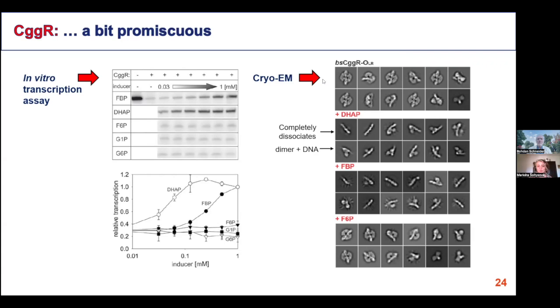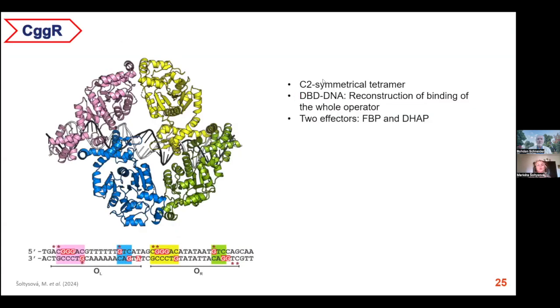This is in contrast to the protein-DNA complex alone, or in the presence of a ligand that didn't induce the transcription, where the particles remain intact. So the conclusion for CGGR is that it indeed forms symmetrical tetramers. We could reconstruct its interaction with the right operator thanks to the high-resolution crystal structure, and we confirmed the second effector, dihydroxyacetone phosphate.